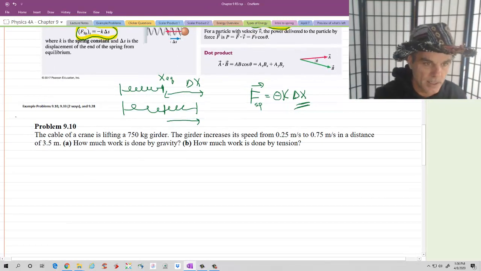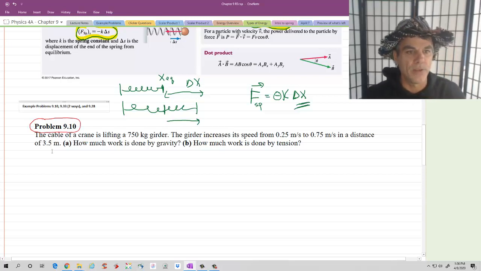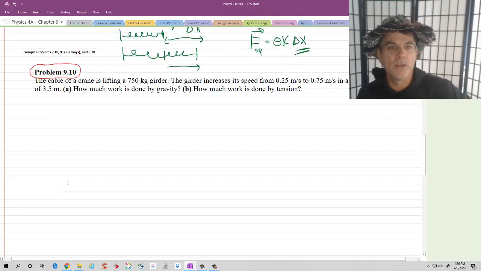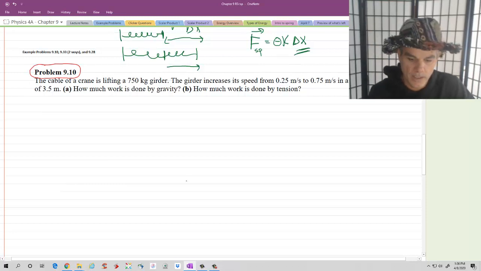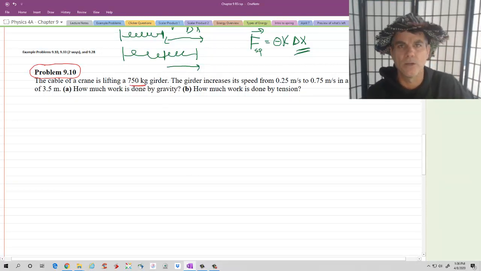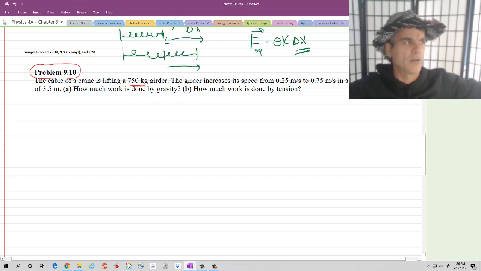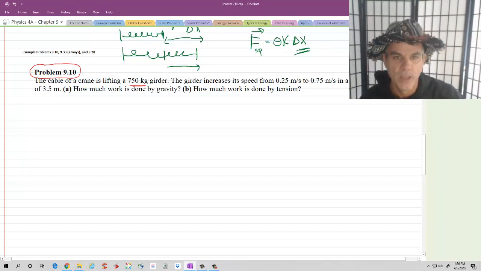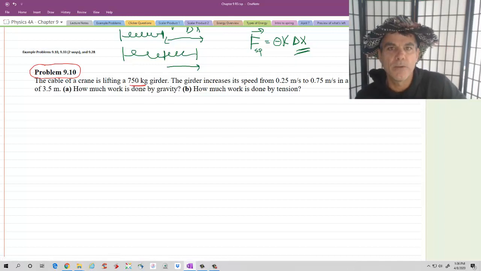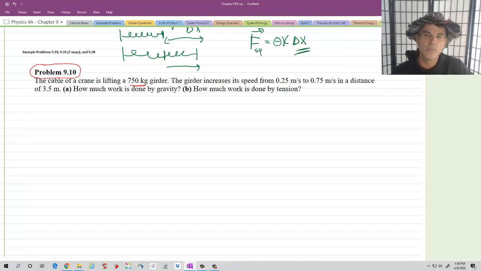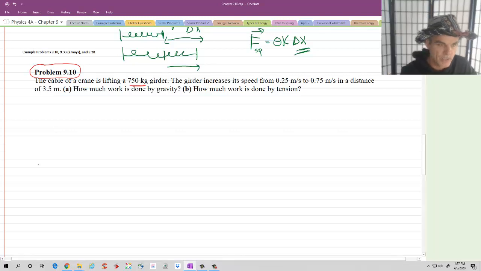So first, let's take a look at example problem 9.10. It says this. The cable of a crane is lifting a 750 kilogram girder. A girder is just a big old beam. The girder increases its speed from 0.25 meters per second to 0.75 meters per second in a distance of 3.5 meters. How much work is done by gravity? How much work is done by tension?